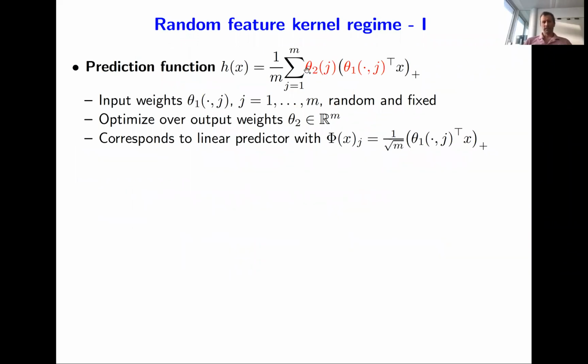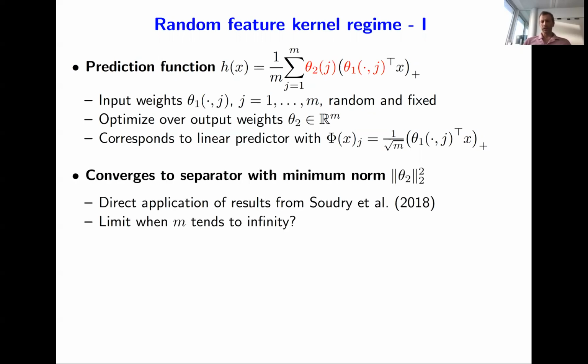This is almost obvious given what I've said so far, given previous work. This is my prediction function. My input weights are considered fixed. I sample them, then they're fixed for optimization, and I optimize only over theta 2. So I have a linear model with a set of features of dimension m. Now I can use the result from Soudry and colleagues: you converge to the minimum L2 norm solution. So now we are back in familiar territory. I fit linearly with a square norm penalty.